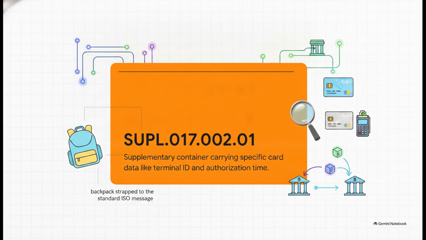The catch is how it handles the specific card data, because standard SEPA messages just weren't built for retail terminals. This is solved by a critical supplementary container, specifically SUPL017. Think of it like a tightly packed backpack strapped to the standard ISO message. This backpack holds all the vital card-specific details: the terminal ID, the merchant data, and the exact authorization time. Now, during the actual interbank clearing, the clearinghouse completely ignores this backpack, but it's passed straight through to the participating banks because they desperately need that data for reconciliation and handling any customer claims.